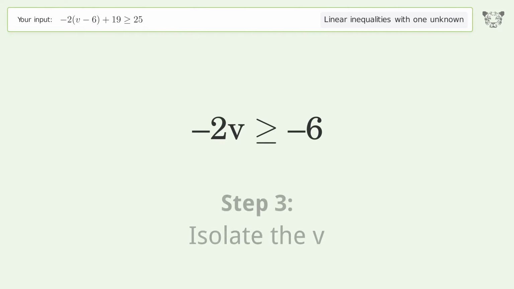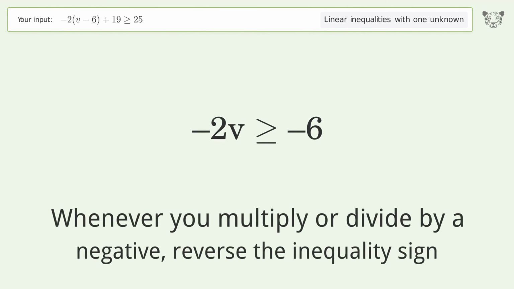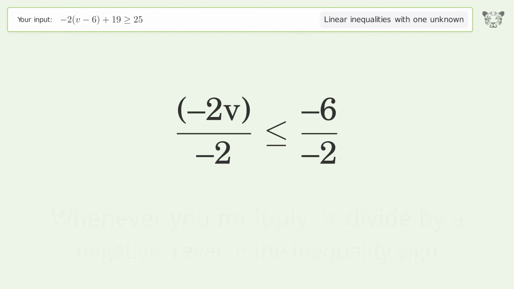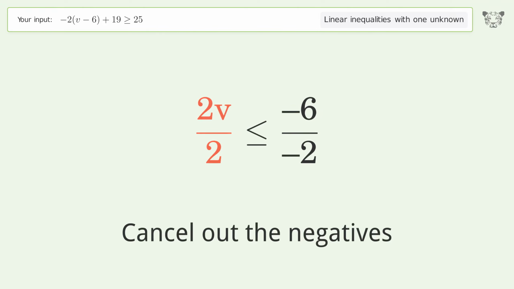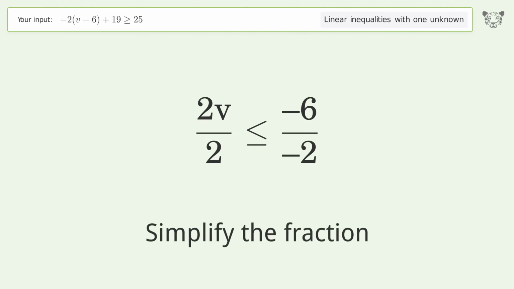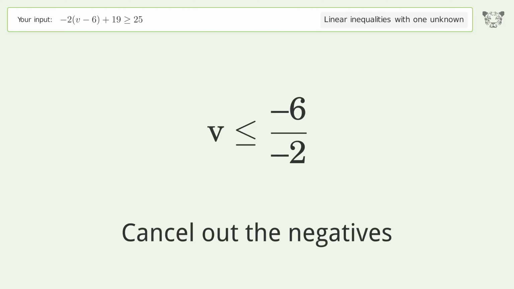Isolate the v. Divide both sides by -2. Whenever you multiply or divide by a negative, reverse the inequality sign. Cancel out the negatives. Simplify the fraction. Cancel out the negatives.